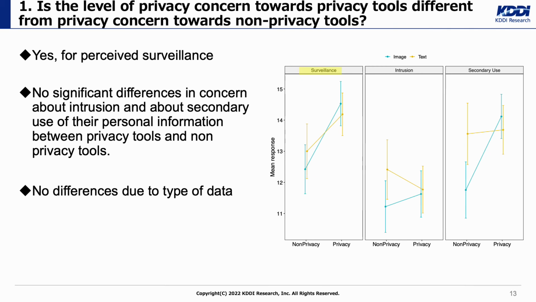The results show that yes, there was a difference in the level of concern related to perceived surveillance. However, there were no significant differences in concern about intrusion and about secondary use of their personal information between privacy tools and non-privacy tools. In addition, we found no differences due to the type of data, that is, between text or image.